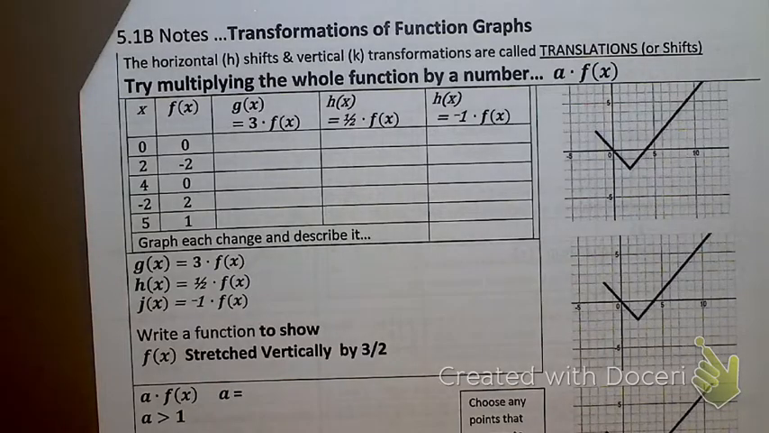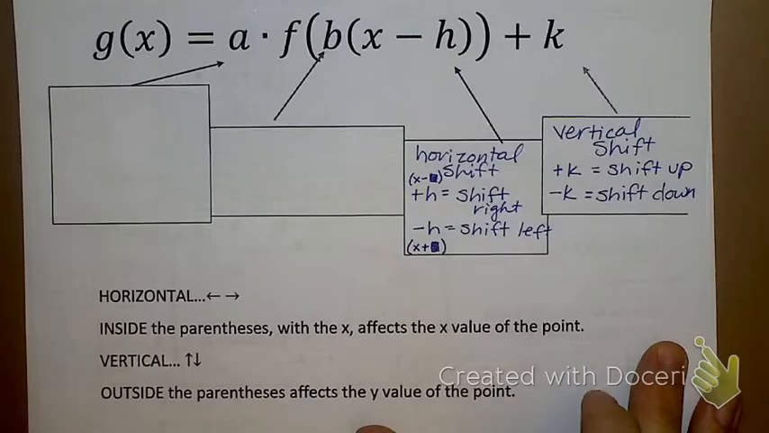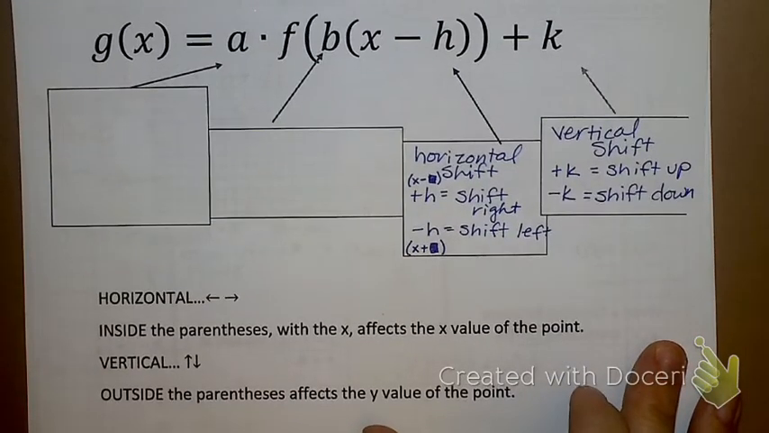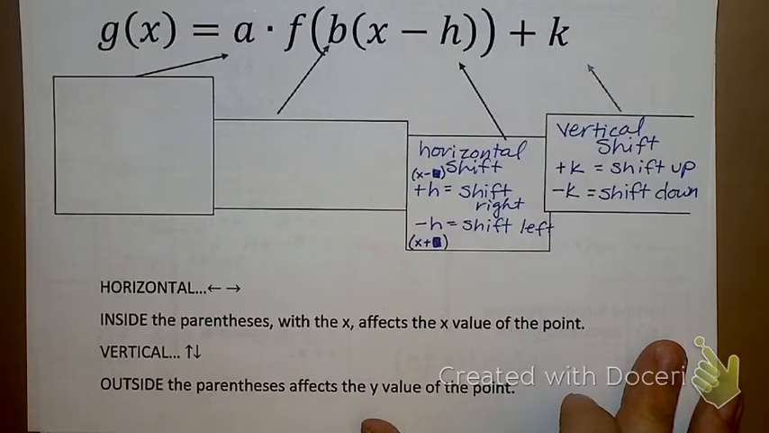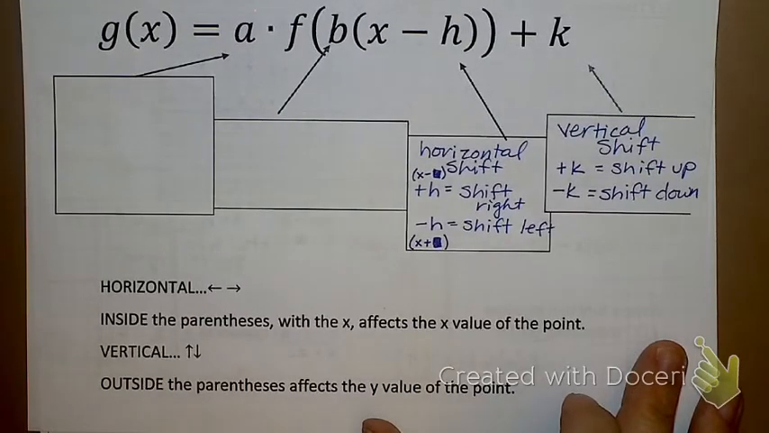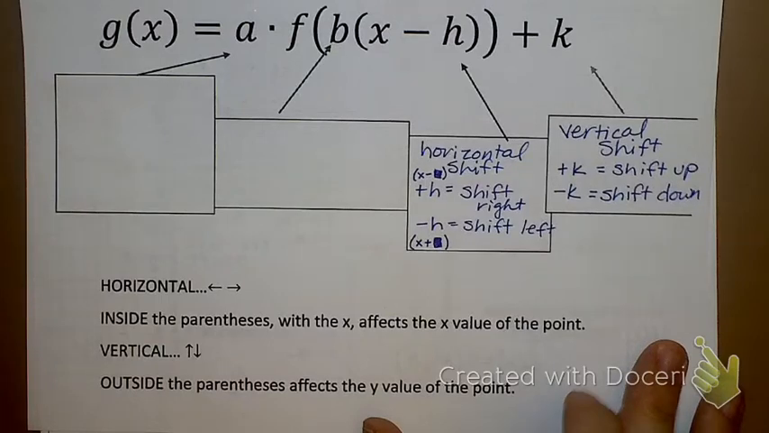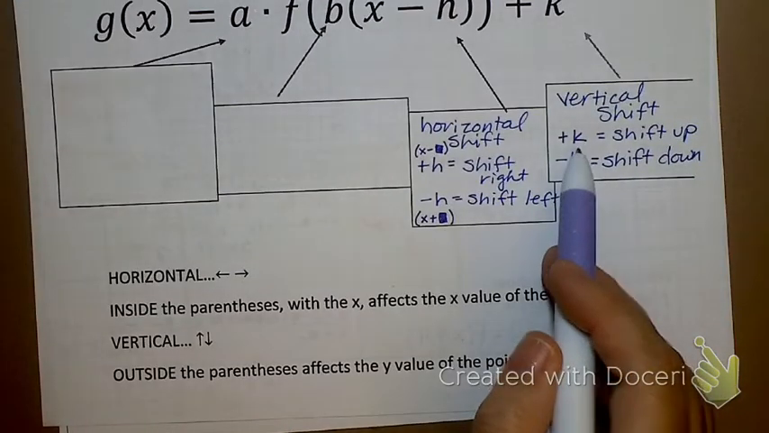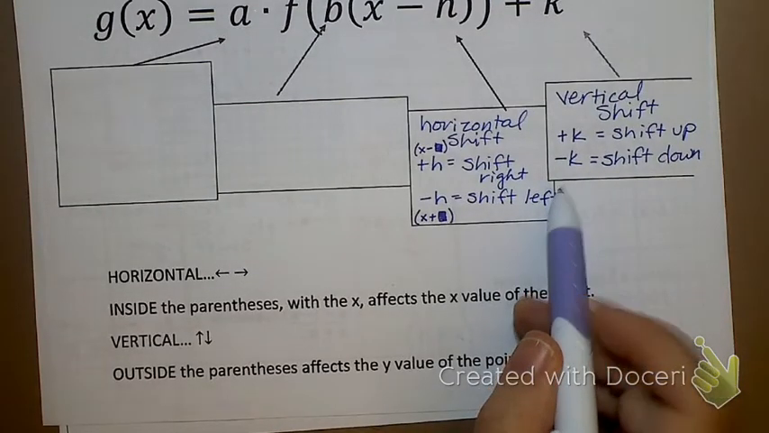So, transformations of function graphs. Now, we started off with all this stuff last week, right? We did horizontal shift, we did vertical shift. What letter represents the horizontal shift? H. H for horizontal, right? K gives us our vertical, yes? Positive K means move up, negative K means move down.